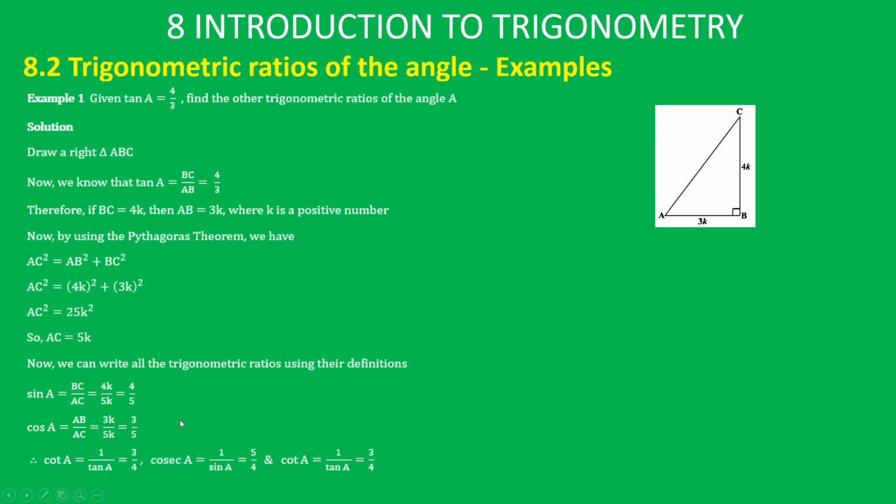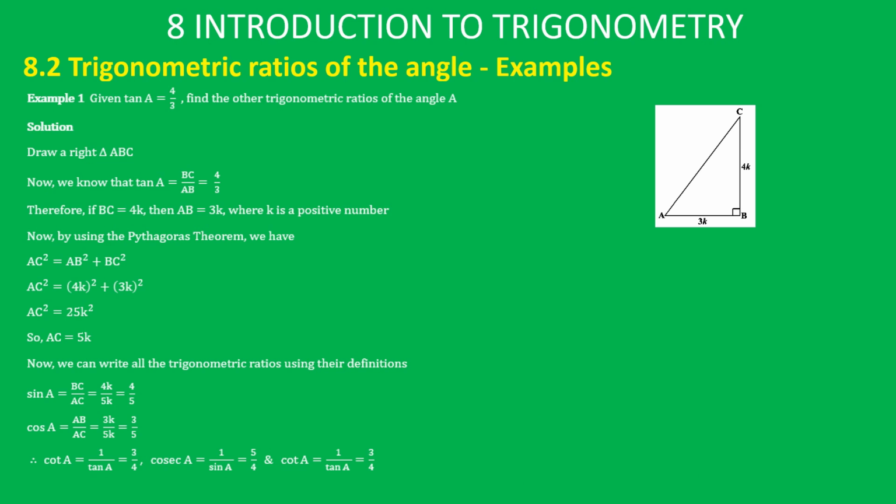What is secant A? Secant A is the reciprocal of cos A. Please make a note of it. The reciprocal of cos A is 5 by 3. Here, instead of cot A, please make a note: secant A is equal to 1 by cos A is equal to 5 by 3. Strike off this cot A and write secant A as 1 by cos A, which is equal to 5 by 3. Alright, example 1 is completed.